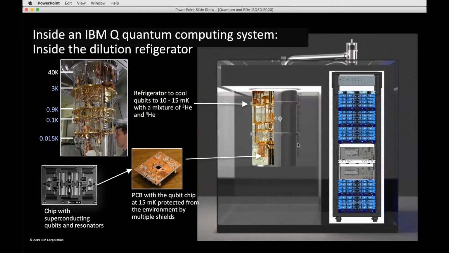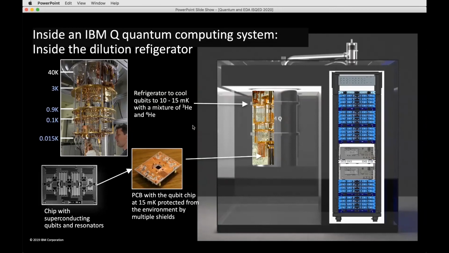Most of what you see in the stack here is basically wiring. It's wires to take signals from the chip and bring them to the control logic. And on the right here is a huge rack of microwave pulse generators that are used to program the qubits and also to read out the qubits.